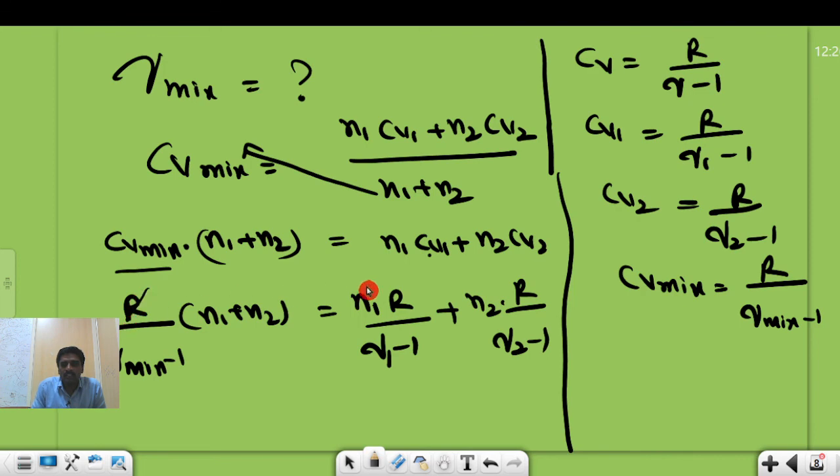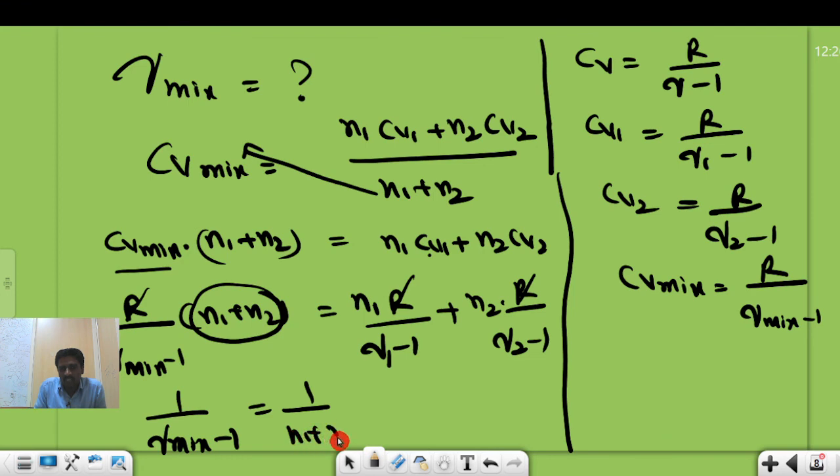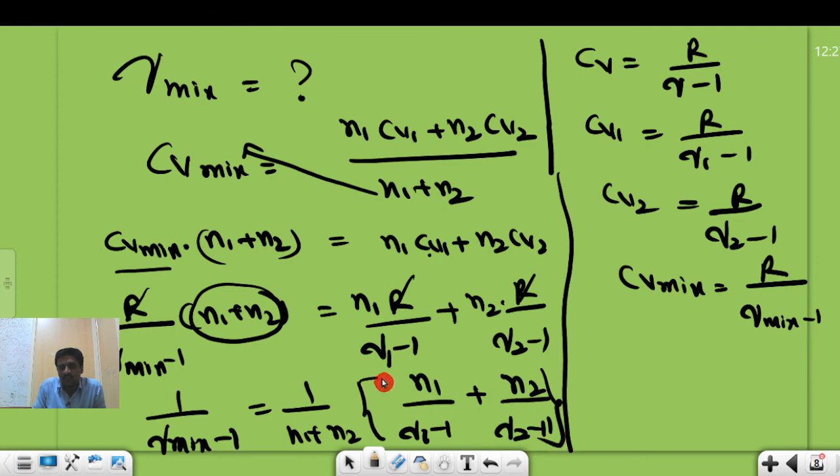In this one, R is the common term. With the help of this, we can easily find this value. So 1 by (gamma mix minus 1) is equal to, sending n1 plus n2 to this side, 1 by (n1 plus n2) times the bracket of n1 divided by (gamma1 minus 1) plus n2 divided by (gamma2 minus 1). This is the formula we are having.